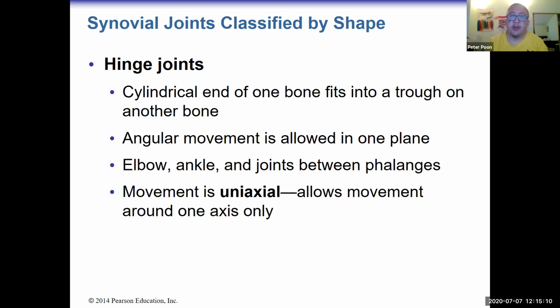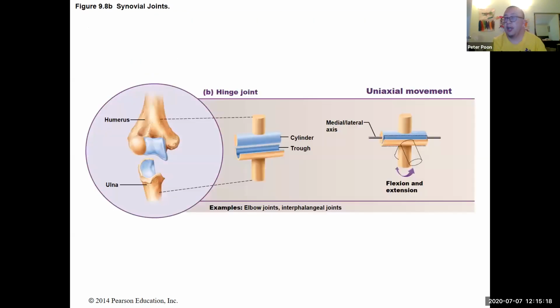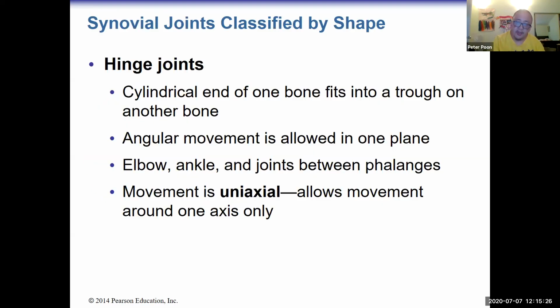All right, hinge joints. Hinge joints look like that. So this is a hinge. You realize that it's the same type of hinge as a door, right? So a door is a hinge joint. Doors and hinges only rotate in one direction, the direction in which it swings. So angular movement is allowed in one plane, so uniaxial. One rotating plane.